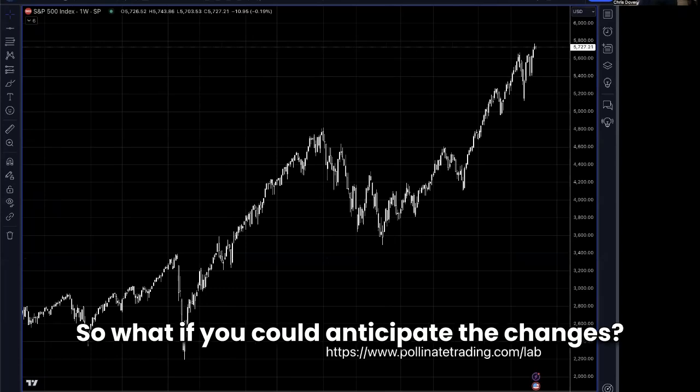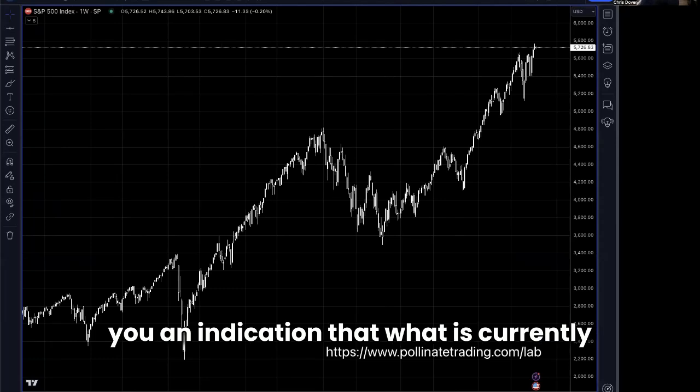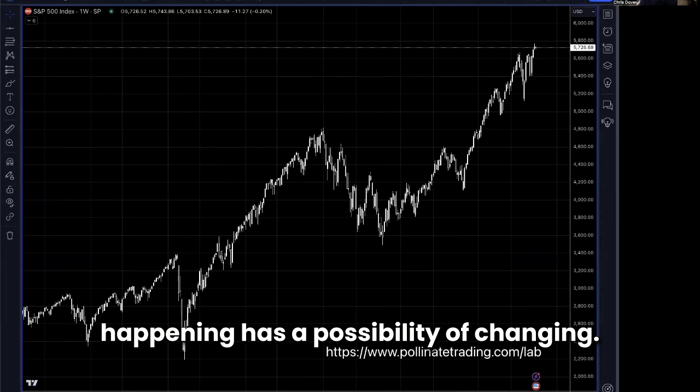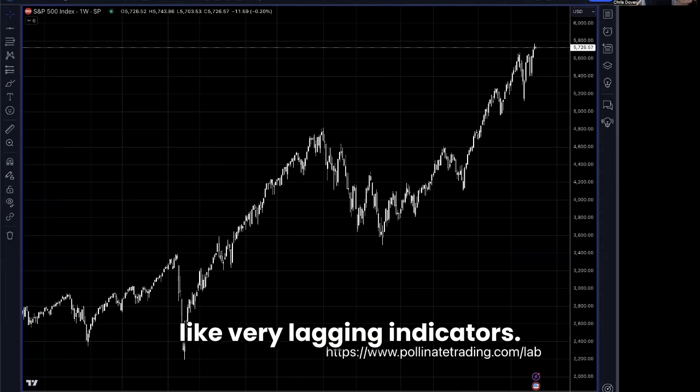So what if you could anticipate the changes? Imagine having a system that could give you an indication that what is currently happening has a possibility of changing. Now, the market regimes are very lagging indicators.